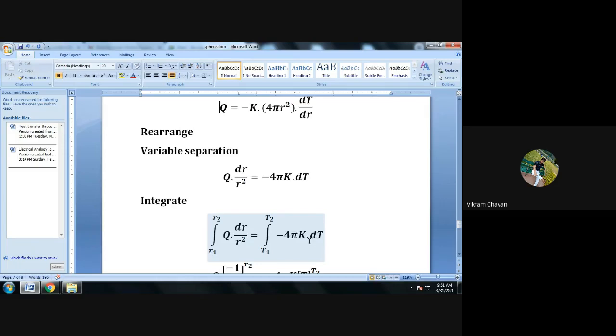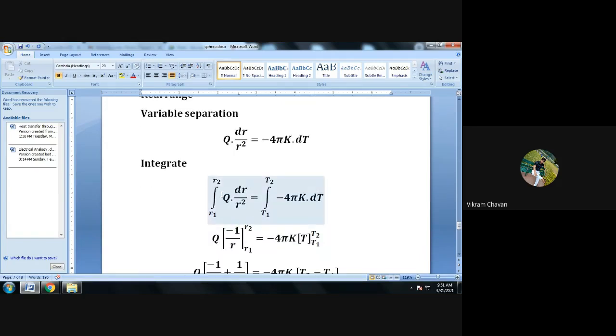Now we know that the integration of 1 upon r square is minus 1 upon r, and the integration of dT is T. So Q is a constant and minus 4 pi k is a constant, so you can take these out of the integration sign and integrate only dr divided by r square, and on the right side integrate only dT.